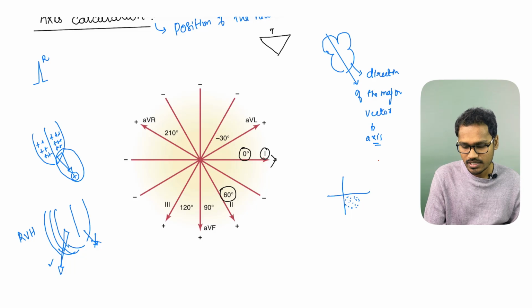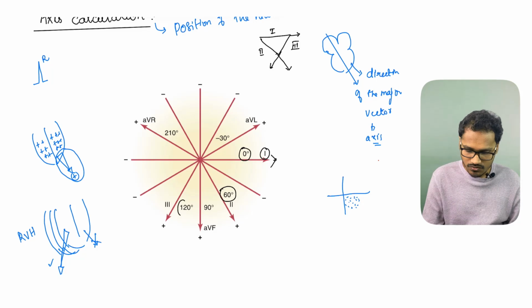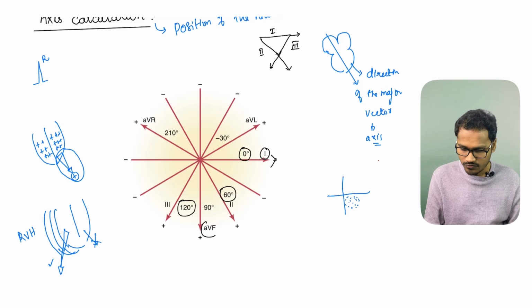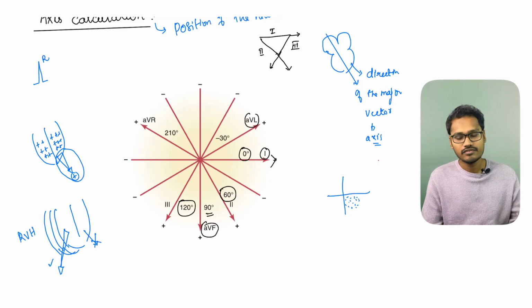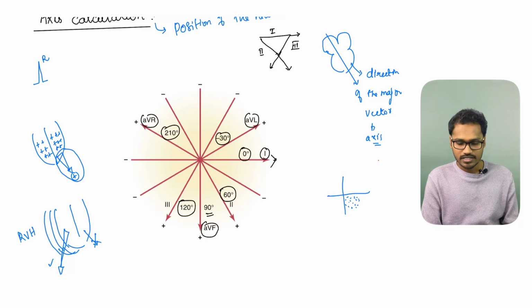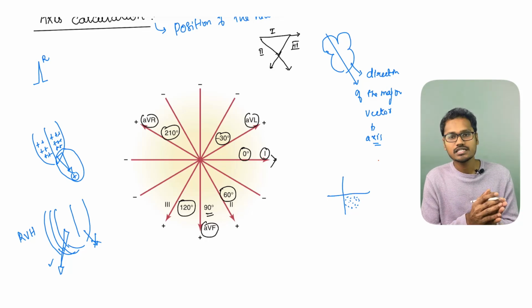This is lead 1, this is lead 2, and this is lead 3. So this is lead 2's direction, this is lead 1's direction, and lead 3's direction. Lead 3, as you can see here, is around 120 degrees. Then the augmented leads: AVF is the foot, which is at 90 degrees. Then AVL, which is the left arm, is around minus 30 degrees. Then AVR, which is on this side, is around 210 degrees. So these are the different directions we have.